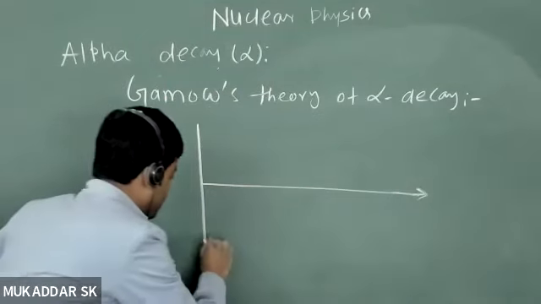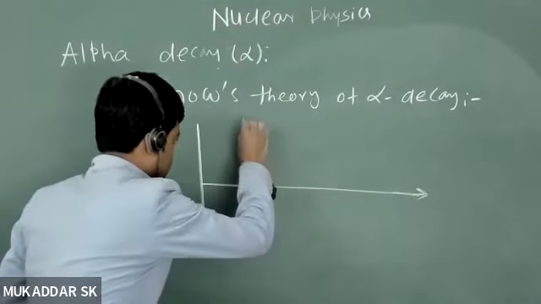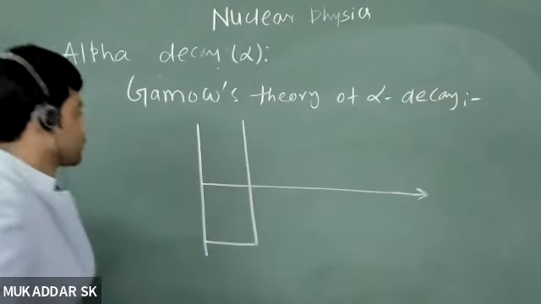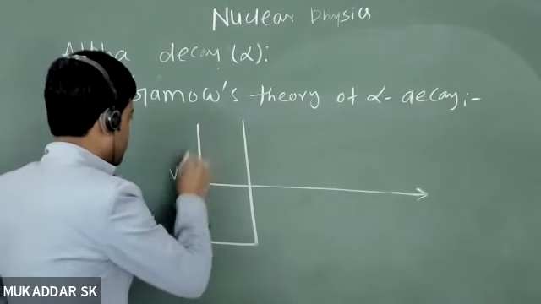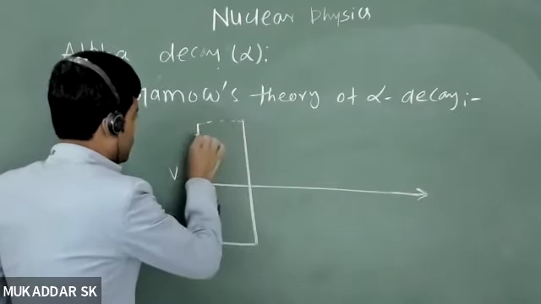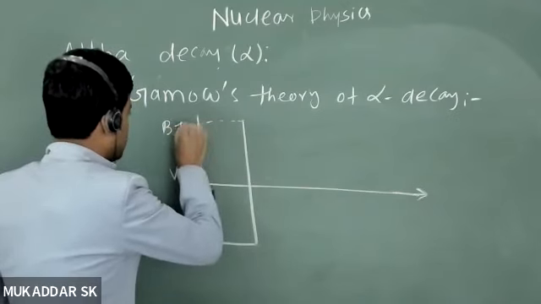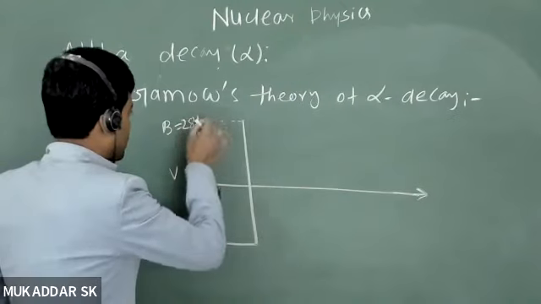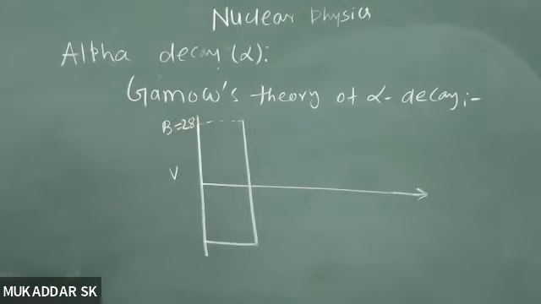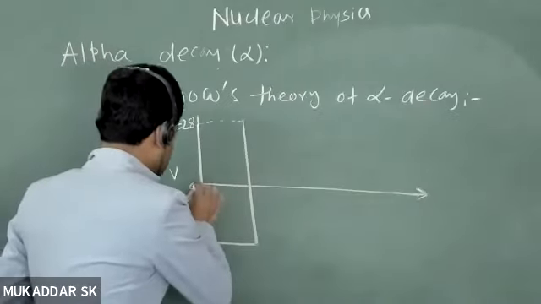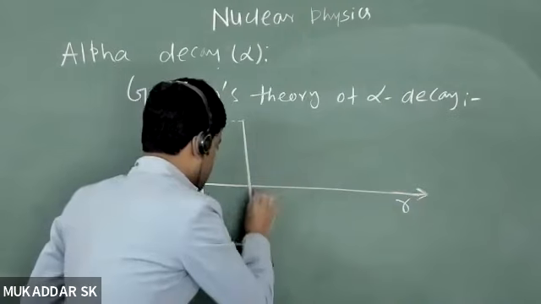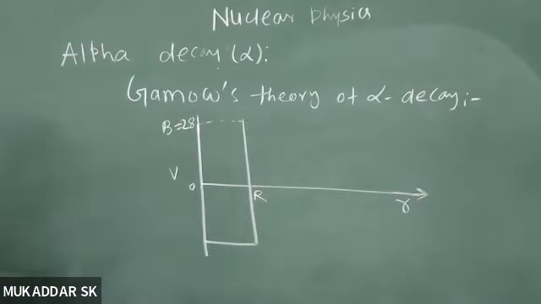So if I draw that potential energy inside the nucleus, it will look like this. So this is your V. And this barrier height I'll denote by V, and this is around 28 mega electron volt, 28 MeV. You can write that unit also here, 28 mega electron volt. The barrier height. So 0 is the 0, and this is equal to R.